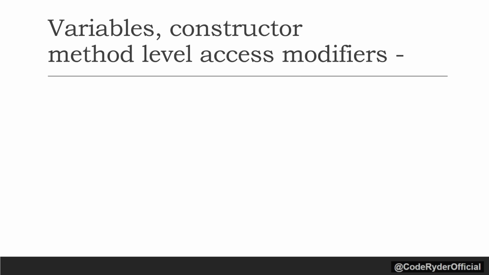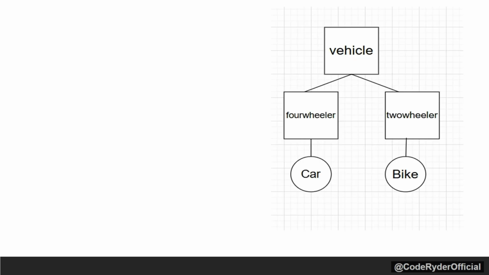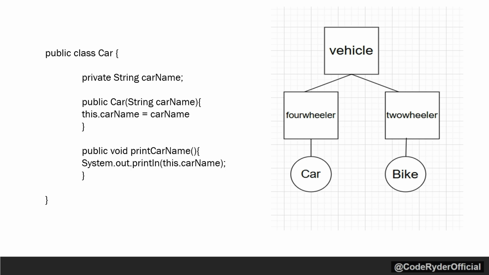Now coming to variables, constructors, and method level access modifiers. All the four access modifiers that we discussed, public, private, default, and protected, are applicable for class variables, methods, and constructors. Now let's consider this example. Suppose you have public class car, and inside this public class car, you have a private variable car name of type string, and then you have a constructor car in which you are just initializing the car name, and then you have a method print car name which is just printing the car name in the console.